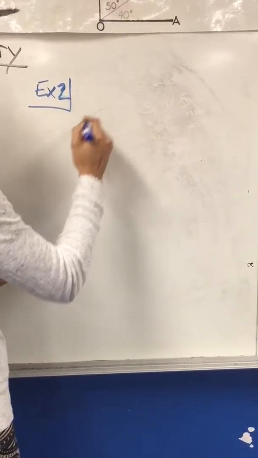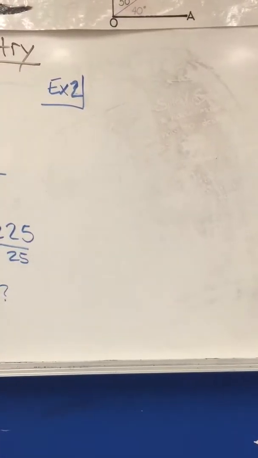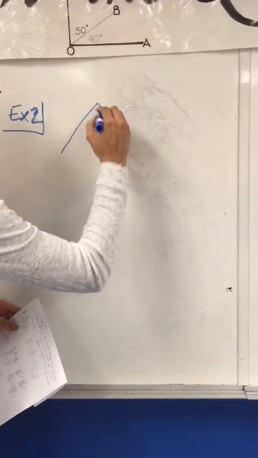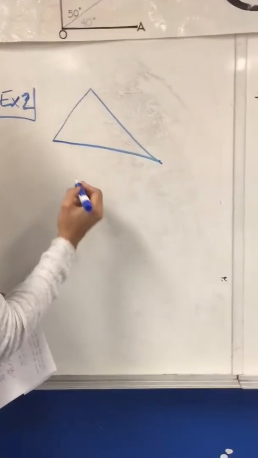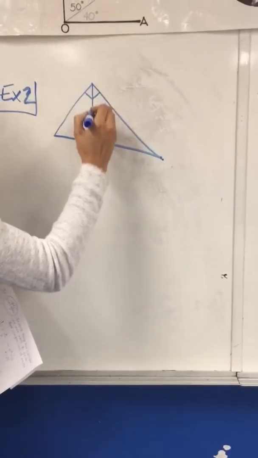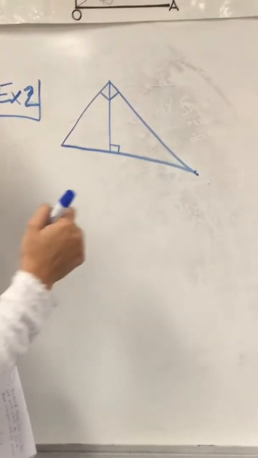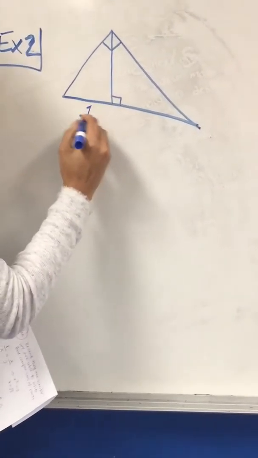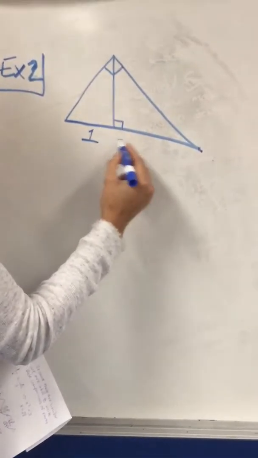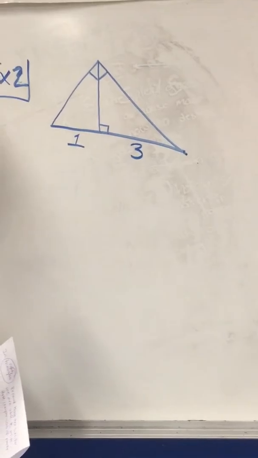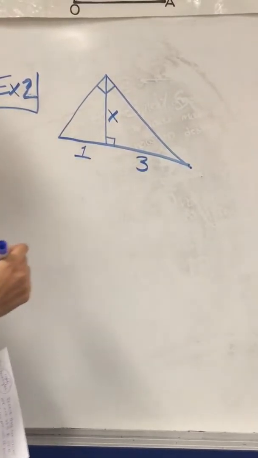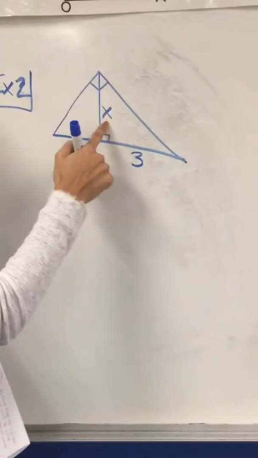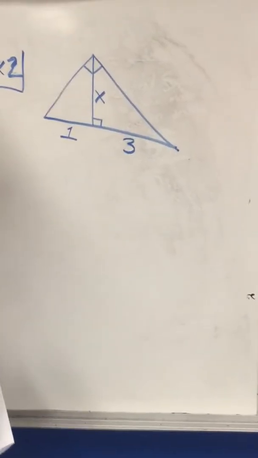So here's your example 2. If you are given a right triangle, and again, these are similar right triangles, you have one inside another. You have one part given to you here, which is a length of 1, and another part, length of 3. And you need to find the altitude, which is X. How do we find X using a proportion and geometric mean?